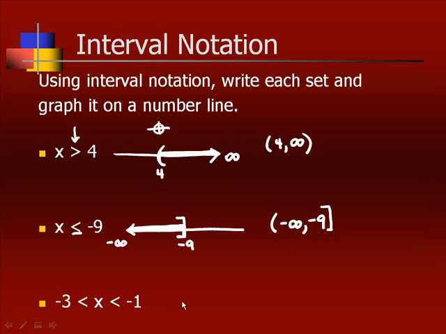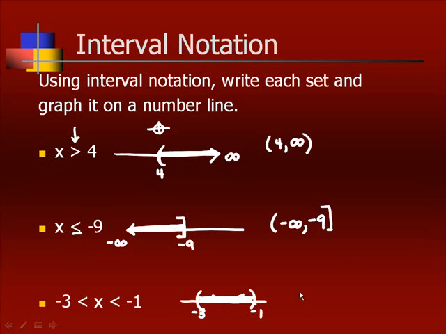Now, the last one, negative 3 is less than x is less than negative 1. You put the numbers on the number line. There's negative 3, there's negative 1. Negative 3 is less than x, which means x is greater than negative 3. Does not include negative 3, so we do a parenthesis and shade to the right. X is less than negative 1 means parenthesis on negative 1 going to the left.